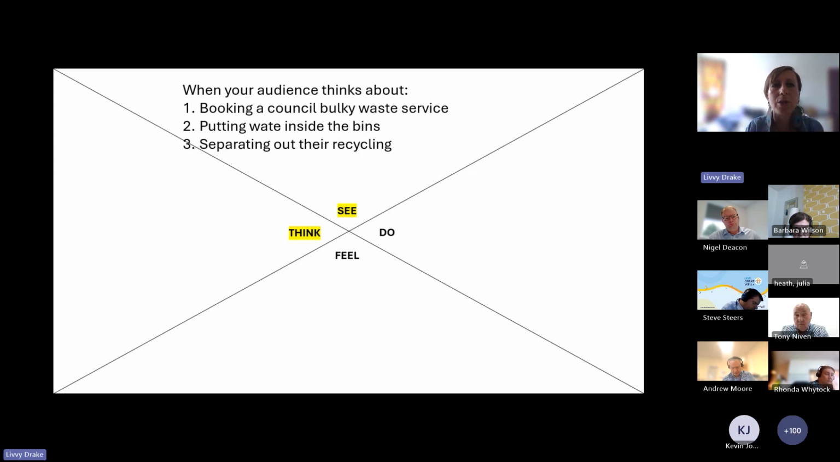So if we wanted them to use the council's bulky waste service, what do they see? Maybe when they go on your website or when they go on your local council website. What do they think about putting waste inside the bins? So those people who can't be bothered, what do they think about doing the recycling? What do they think about separating out their recycling? What do they see around your estate? So just have a couple of moments to think about that, and then we'll start thinking about an initiative. And if you want to share anything in the chat, then please do. It'd be always interesting to hear what people feel about that.